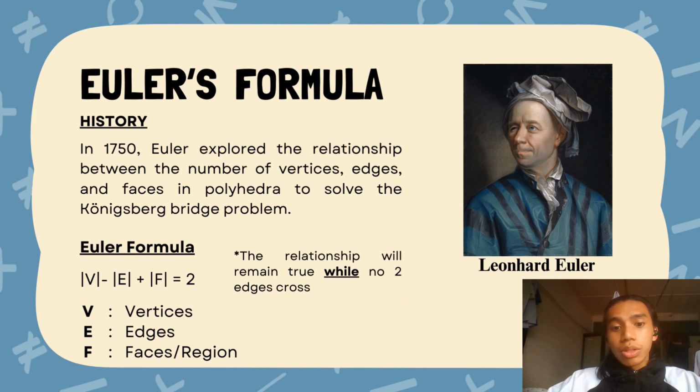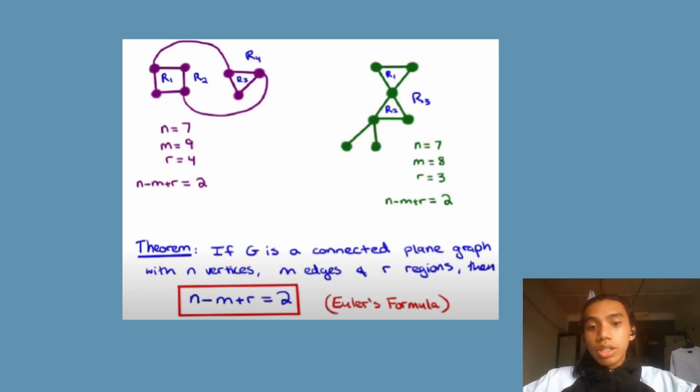This formula can be applied to all polyhedra where there are no crossings between edges. On this page, I will show you an example of the use of Euler's formula. As we can see on the purple polyhedron or diagram, there are multiple edges, vertices and regions, and as we can see, the outer region is also counted in the formula.